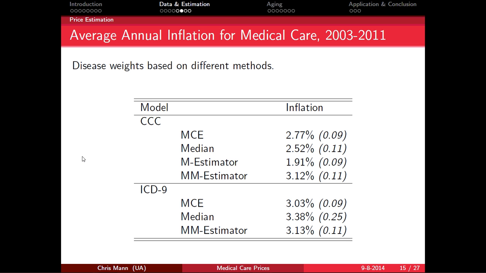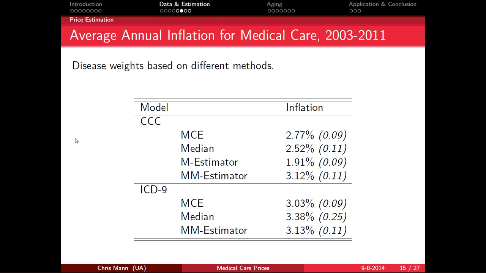Okay, so in this case, with the CCC, clinical classification codes, what you can see is that the MCE is calculated to be about 2.77% average annual inflation. That's about 1% lower than my estimate for the SPI. That falls in line perfectly with all the other studies that have recently looked at this. With the CCC, the median's actually a little bit lower, and then the MM estimator's a little bit higher.